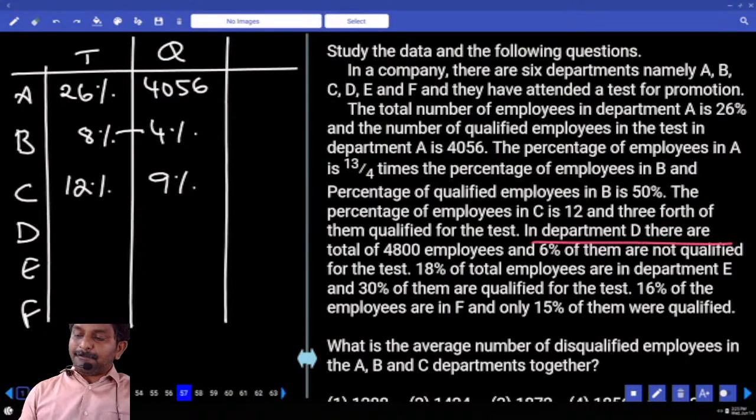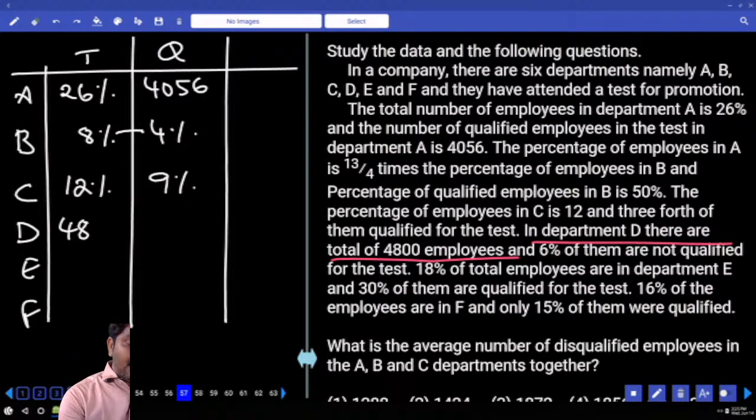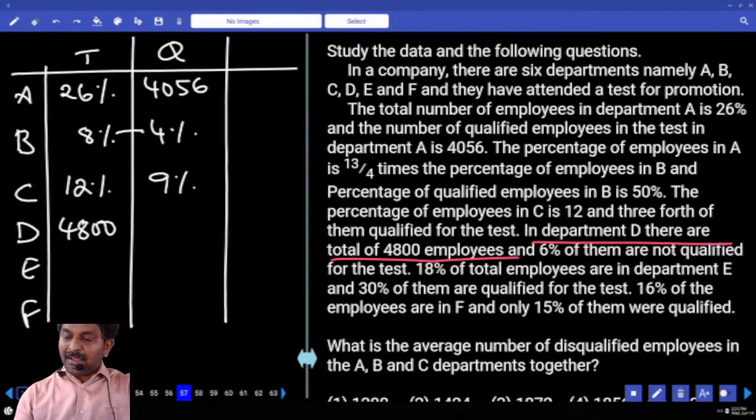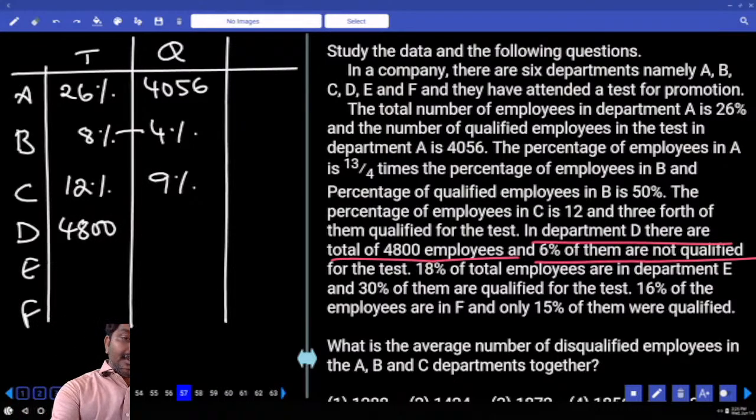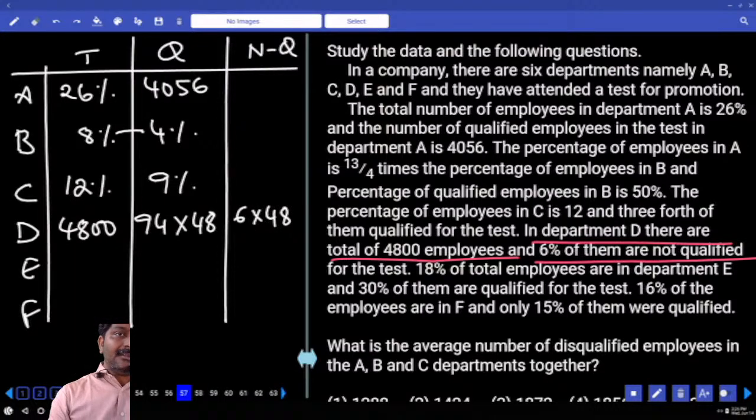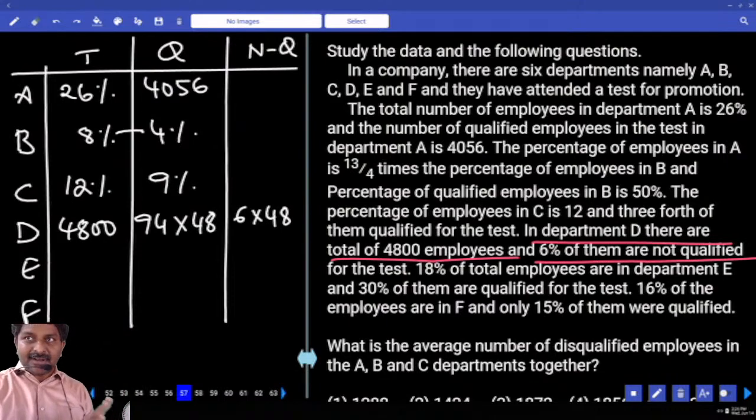In department D, there are a total of 4,800 employees, and 6% of them are not qualified. So, not qualified people, what percent? 6% of this number only. That is 6 times 48. Then the remaining is 94%, 94 into 48. We'll calculate that later, but for now, let's write like this. Is that okay? Right. Next.